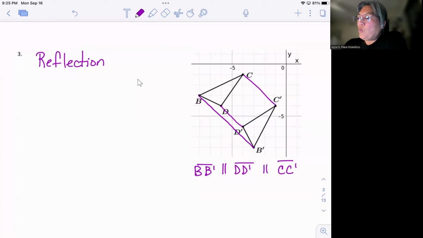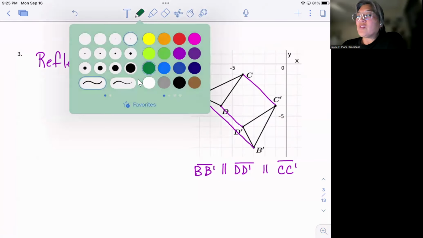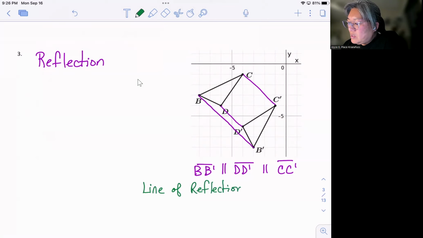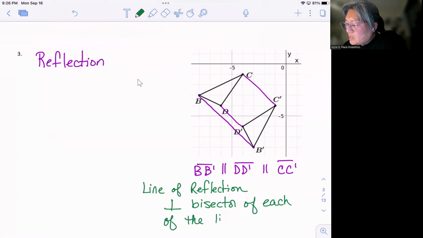Now, we could find the line of reflection if they're all like this. The line of reflection is the perpendicular bisector of each of the line segments.